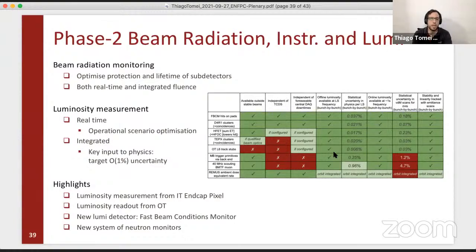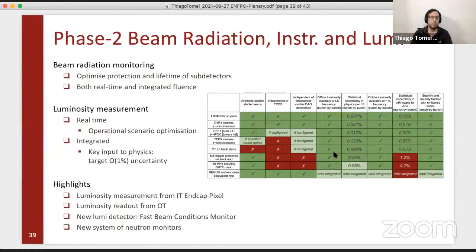Next to last, we have the so-called BRIL project, which is the phase 2 beam radiation, instrumentation, and luminosity. And again, the leitmotif is that we have to monitor the beam radiation in order to protect and understand the lifetime of our subdetectors and to measure both the real-time and the integrated fluence that these detectors are suffering. And these two things are very closely related.